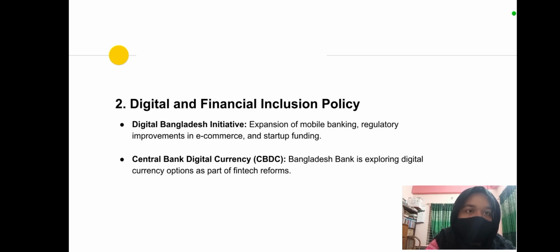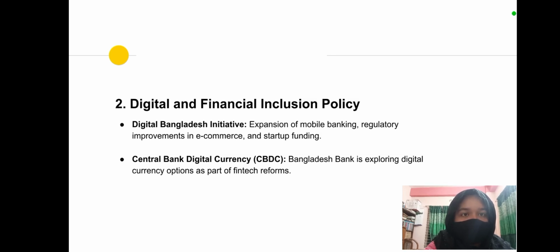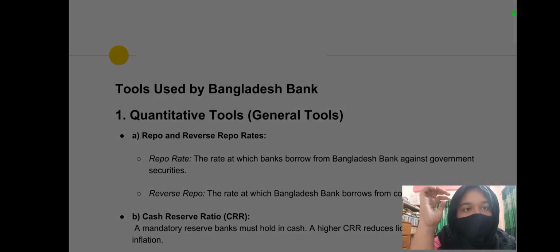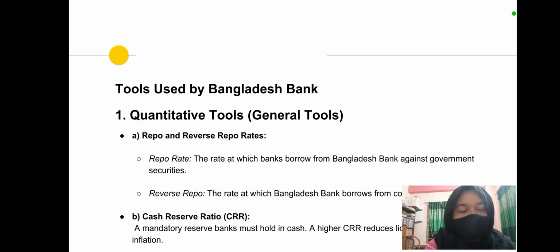Number 2 is digital and financial inclusion policy. Digital Bangladesh initiative, expansion of mobile banking, regulatory improvements in e-commerce and startup funding. Then central bank digital currency. Bangladesh Bank is exploring digital currency options as part of fintech reforms. And tools used by Bangladesh Bank.